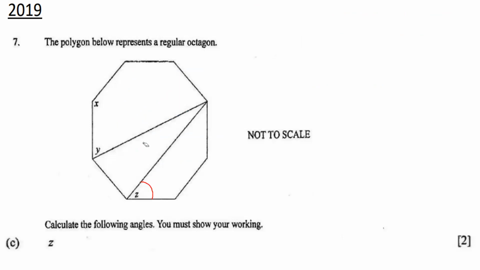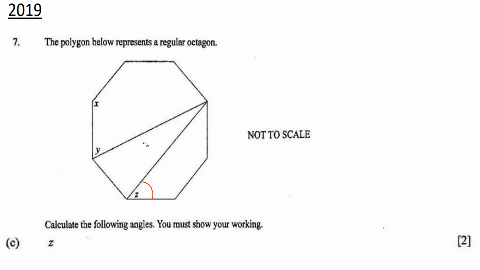It says the polygon below represents a regular octagon. And we know that an octagon has 8 sides. It says calculate the following angles. You must show your working. And the angle that they want us to find is angle Z.